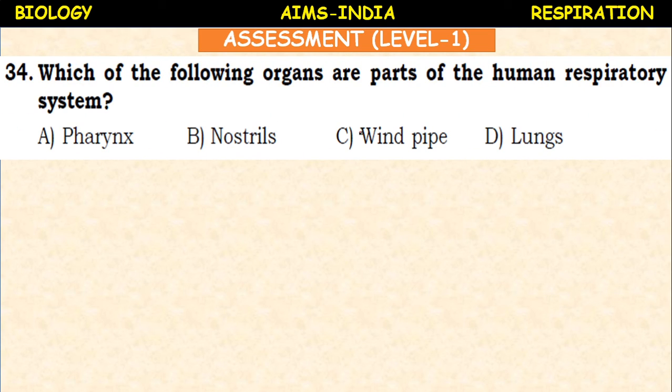Which of the following organs are the parts of human respiratory system? This is also multi-correct. So nostrils, windpipe, lungs. Pharynx is also included, it is a common junction for respiration and digestion. So here the parts of human respiratory system are asked.